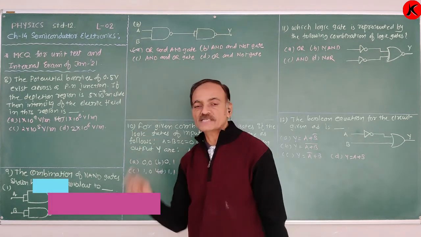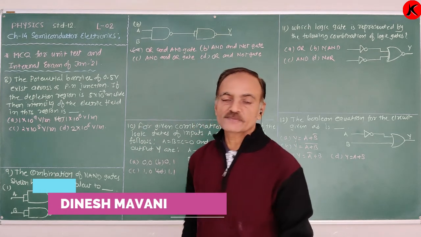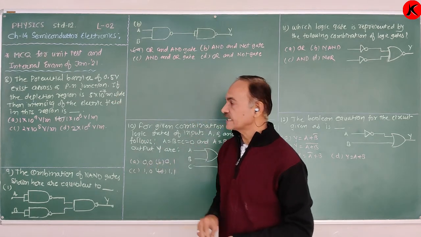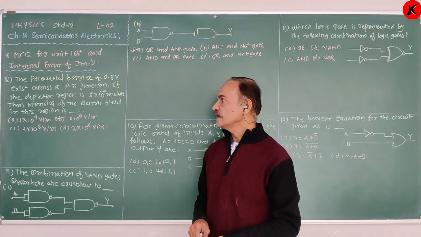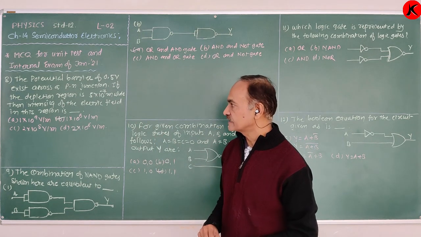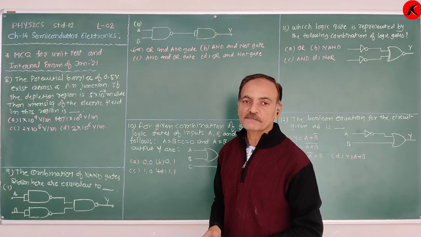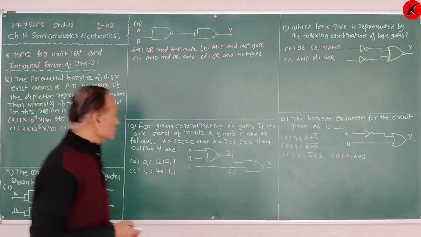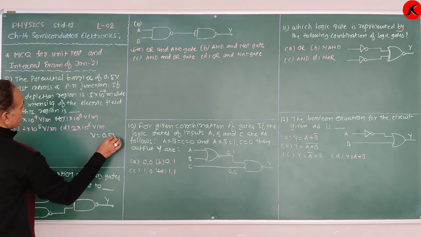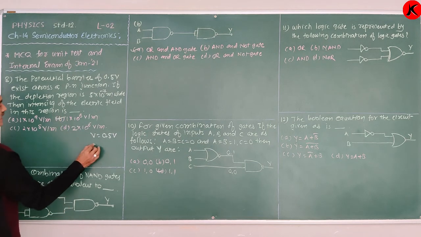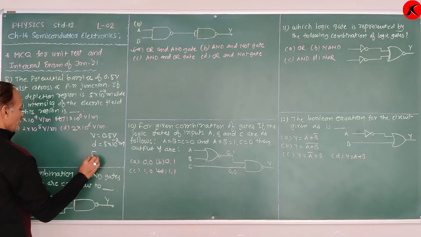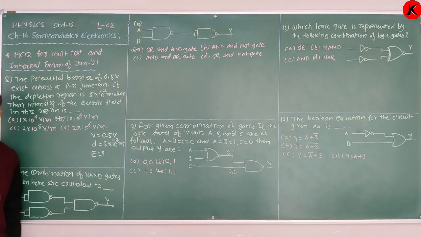Now the first question is to find out the intensity of the electric field in a depletion region. A potential barrier of 0.5 volt exists across a PN junction. If the depletion region is 5 × 10^-7 meter wide, the intensity of the electric field will be? So here the potential barrier is given, V is equal to 0.5 volt, and the width of the depletion layer D is given as 5 × 10^-7 meter. We have to find out the intensity of the electric field.